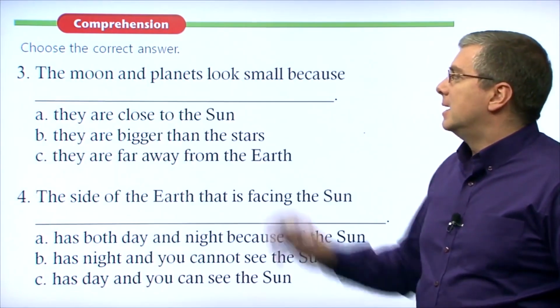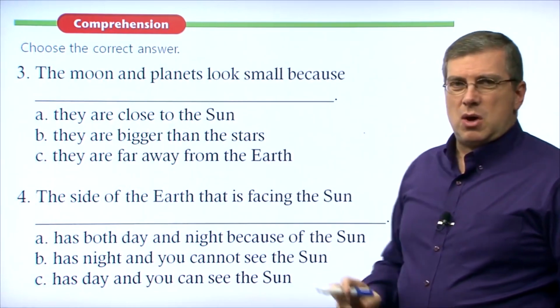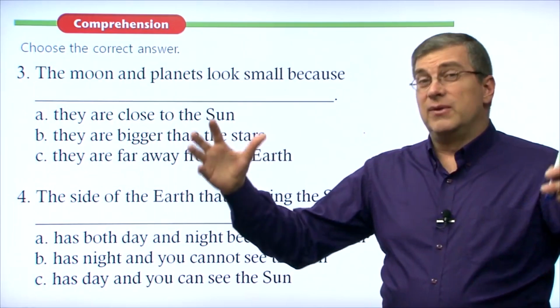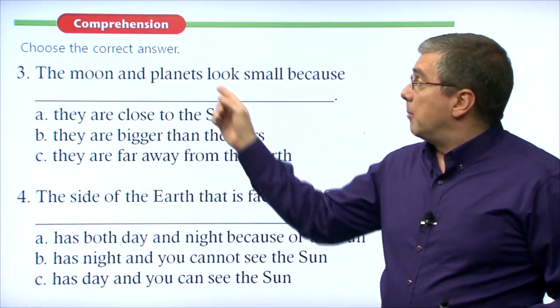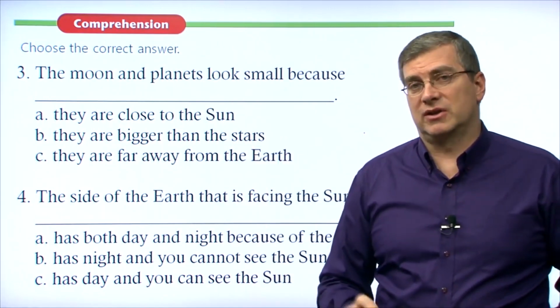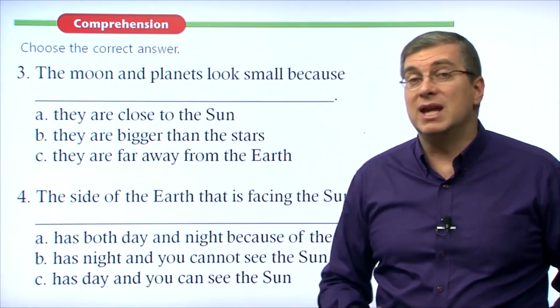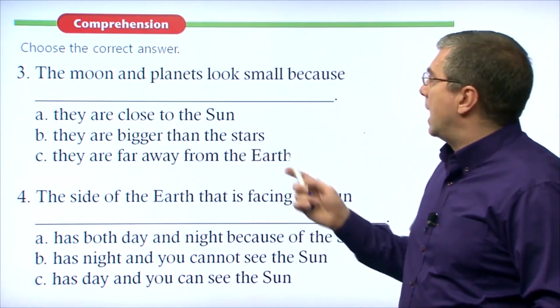Okay. Number 3. The moon and planets look small, right? The moon is actually very, very big, but it looks small in the night sky. Some planets are bigger than the earth, but they also look small. They look smaller than the moon, even though they're bigger than the moon. But they look small because, why?